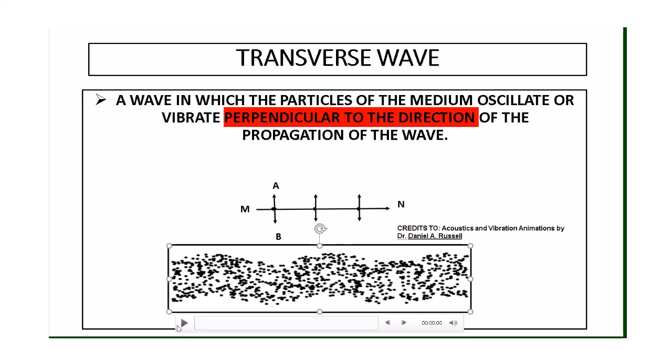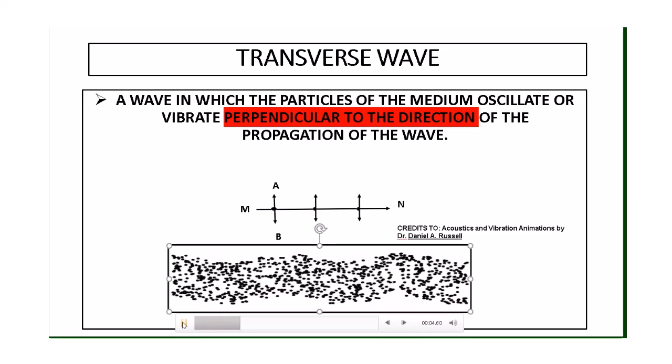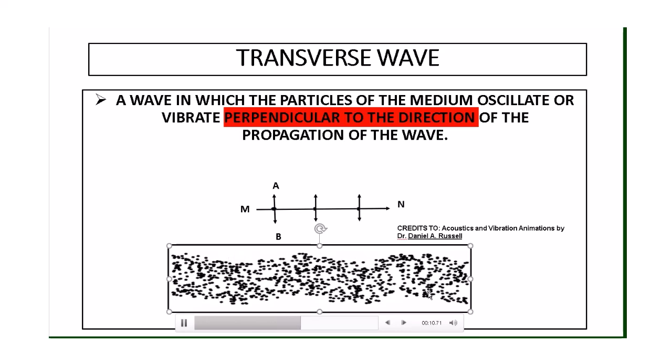There is a simulation over here, and with the help of this simulation, you will be able to understand better. Observe the motion of the particles, which is up and down, and the wave is traveling in the horizontal direction. That is how a transverse wave propagates.